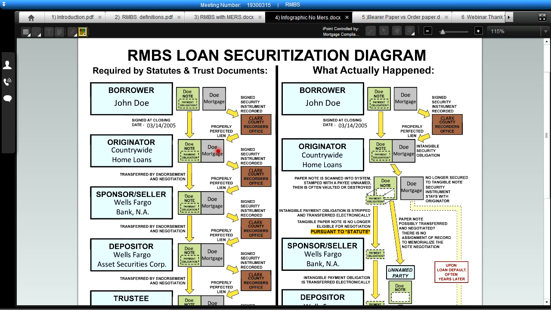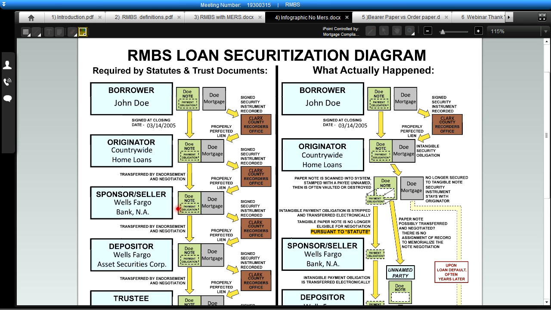Now, Countrywide at that time decides, I need to sell this. So he sells the John Doe note containing the payment and tangible obligation, and it's transferred by endorsement and proper negotiation and delivery, and it's transferred to the sponsor seller. At the same time, the John Doe mortgage has been recorded, indexed, and filed at the county recorder's office. It then is sent to the sponsor seller. They now have a perfected lien.